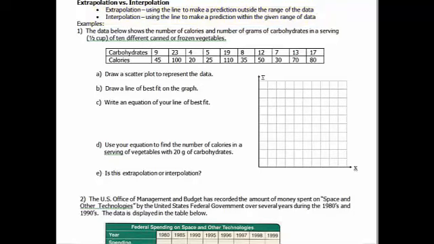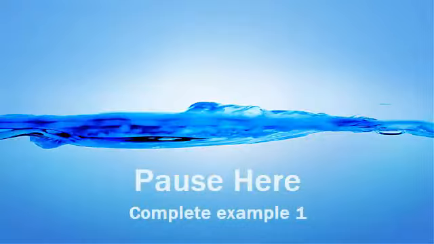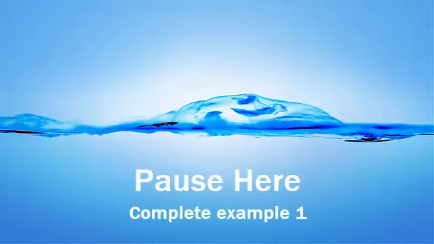We are going to do an example, the number of calories and the number of grams of carbohydrates in 10 different canned or frozen vegetables. So I would like you to pause here, draw a scatter plot, and I want you to manually draw a line of best fit. You're not going to have to get the correlation coefficient. You're just going to pick 2 points, calculate a slope and the y-intercept, then you can use that to make a prediction. So your answers might be different from mine, and that's fine. Just go ahead, pause here, and complete example 1.